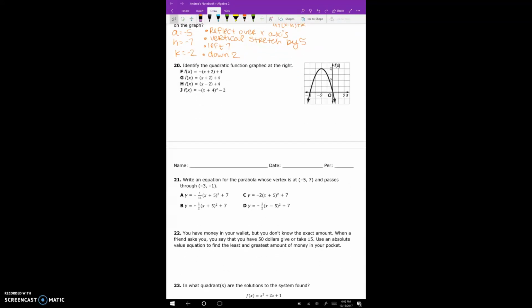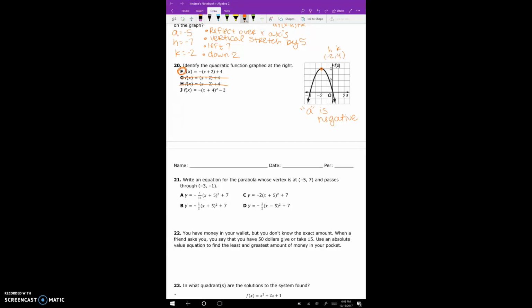Number 20, identify the quadratic function graph to the right. The first thing I noticed is that it's concave down, or it's opening down. So that means that A has to be negative. With that being said, I can eliminate G and H as answers. The other thing I noticed is that my answer choices are in vertex form, and I can figure out my vertex right here. It's -2, 4. So that would be H and K. So I can see which one is plugged in for H and K, and that is F.